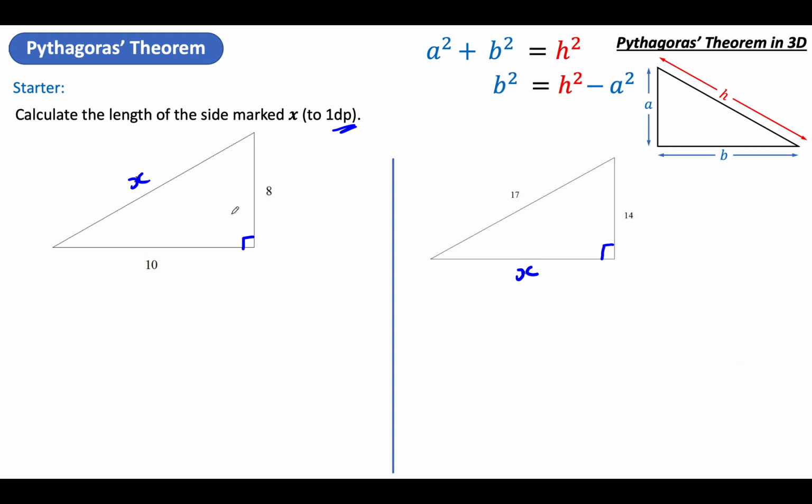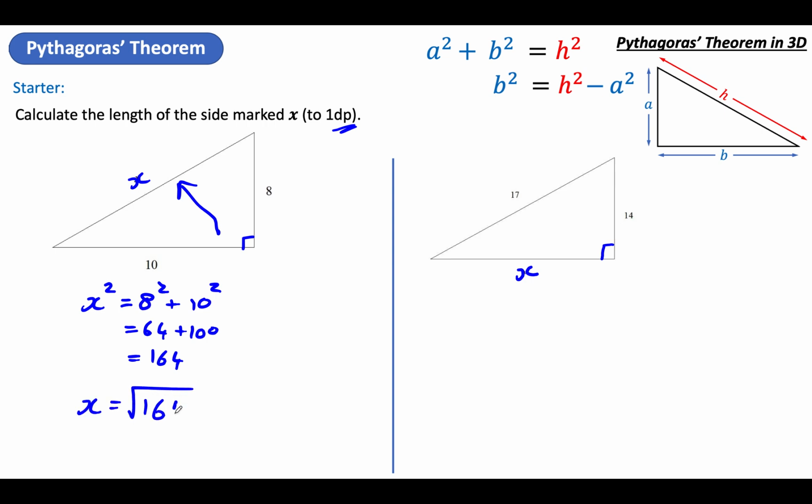So the first one, the right angle is pointing at the long side, so I have not got the long side. I'm trying to find it. That means I need to add the other 2 together. So I square them, the other 2 sides, and add them. So that's 64 plus 100, which is 164. Now that's this side squared, and of course I don't want that side squared, so I square root. I do the square root of 164.